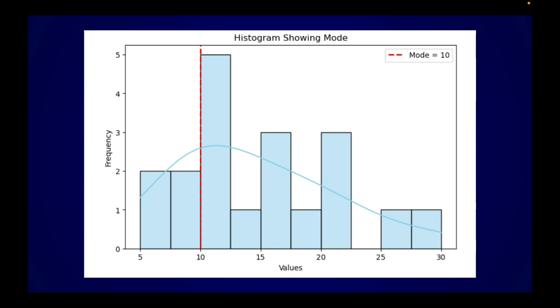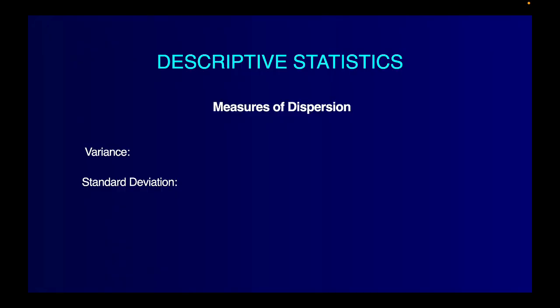Now next we are going to learn about measures of dispersion, that is variance and standard deviation. These fall under descriptive statistics only. In descriptive statistics we have two things: measures of central tendency and measures of dispersion. In measures of central tendency we have mean, median, mode, and in measures of dispersion we have variance and standard deviation.